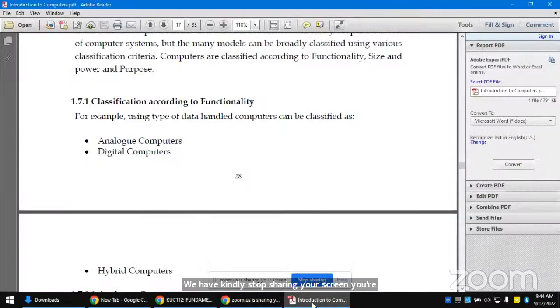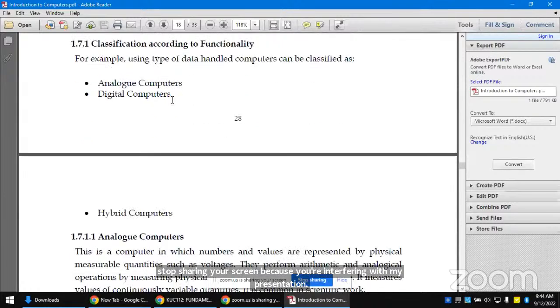Kindly stop sharing your screen. You are interfering with me. Kindly stop sharing your screen because you are interfering with my presentation. Kindly stop sharing your screen.